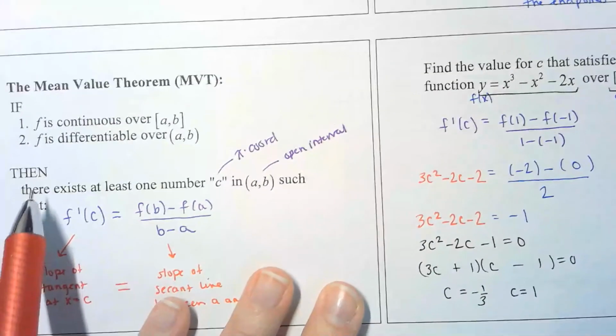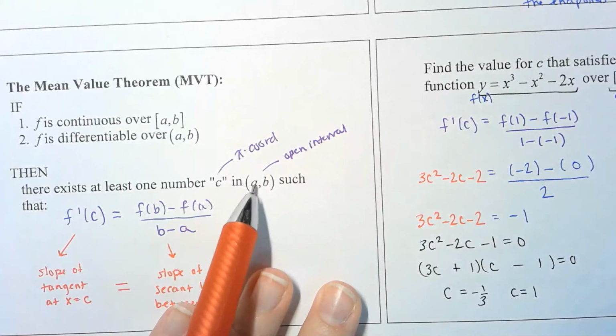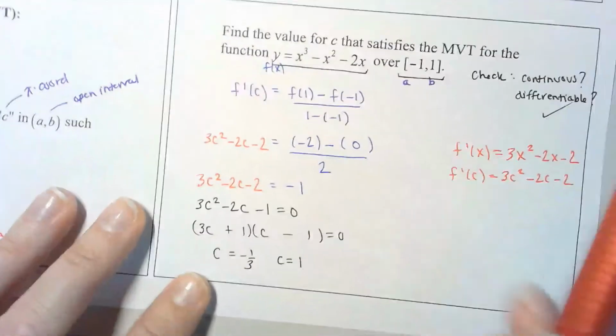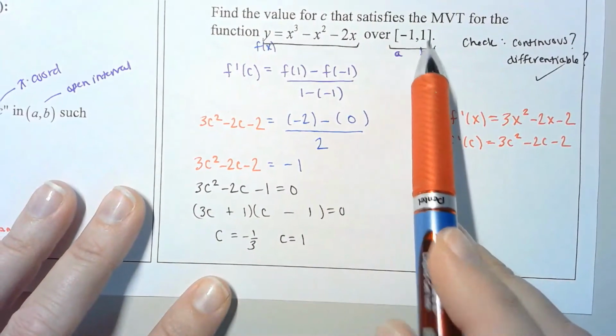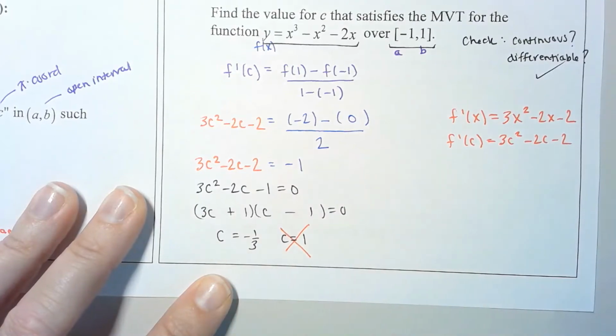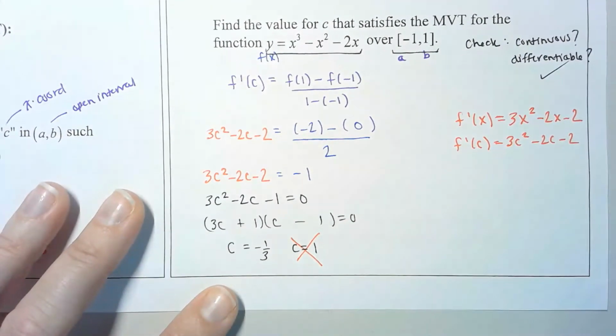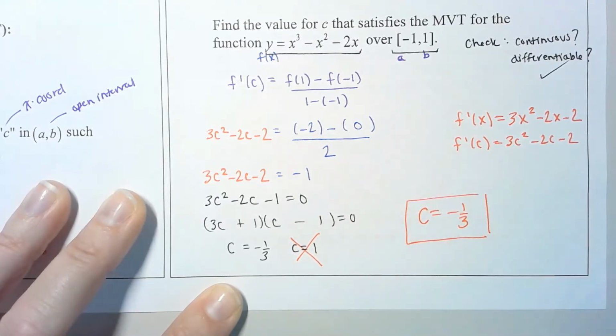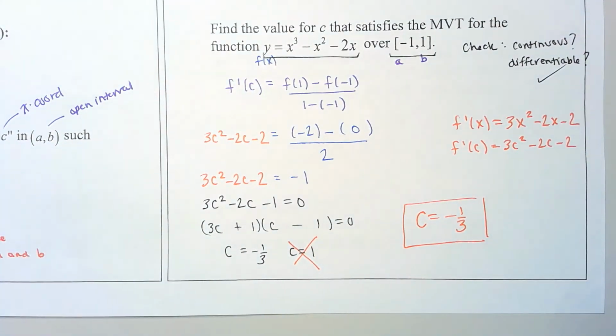Be careful. They're saying back here there exists at least one number c in the open interval, which means we do not include the endpoints as potential answers. So if my interval went from -1 to 1, I'm not going to include c equals 1. So our only value for c that satisfies the mean value theorem is -1/3. Okay. All right, let's take a look at the next page.